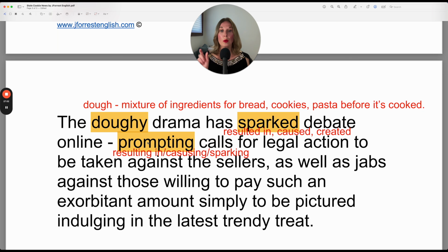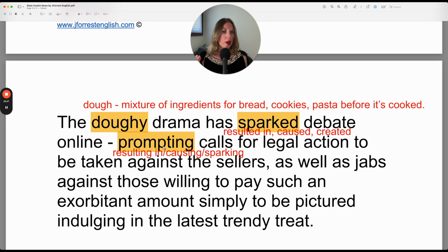Let's continue. Prompting calls. Now, actually, prompting has the same meaning here. It means resulting in, causing. I could also take spark and turn it into the ing and say sparking calls for legal action, resulting in, causing. I spelled this wrong here. Causing or sparking. But because they already use spark, they're not going to use it again in the same sentence. That's not a grammatical rule. It's just a stylistic choice.